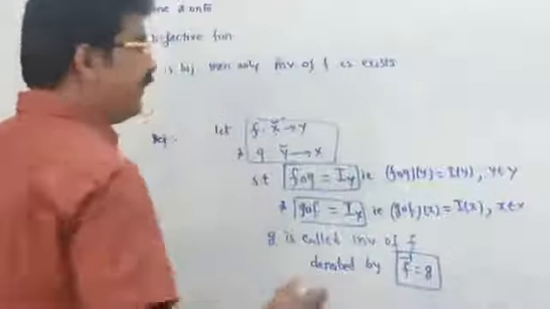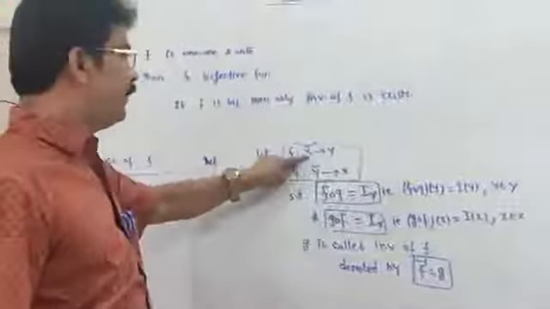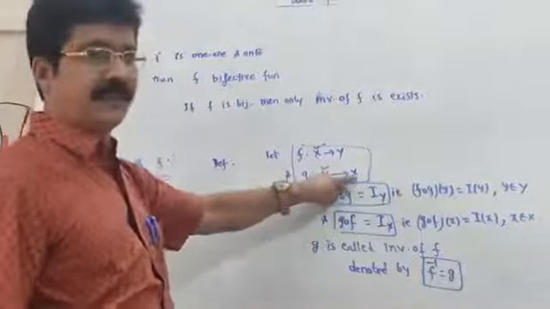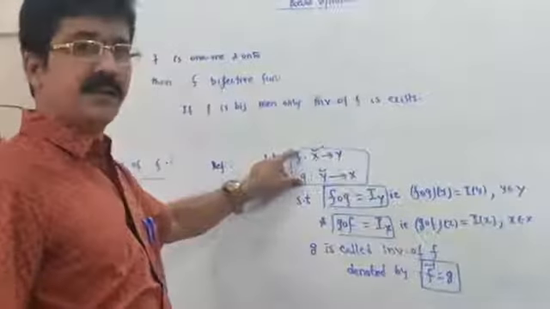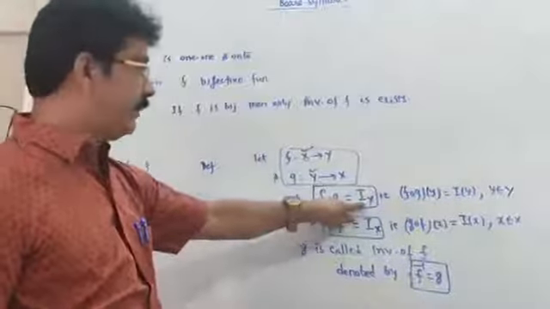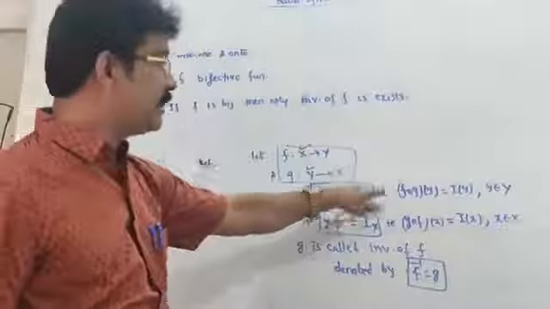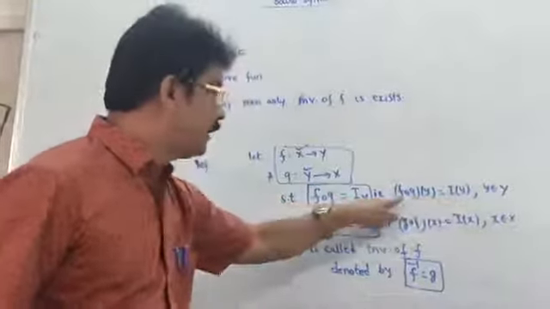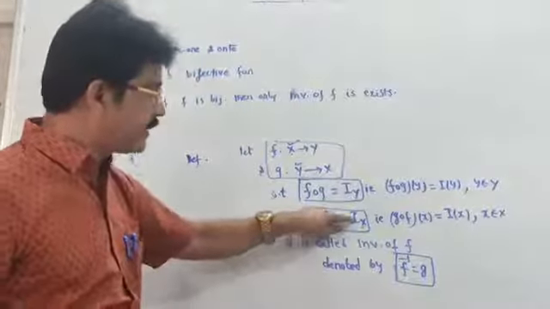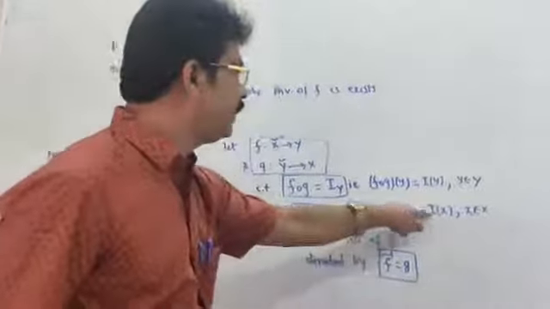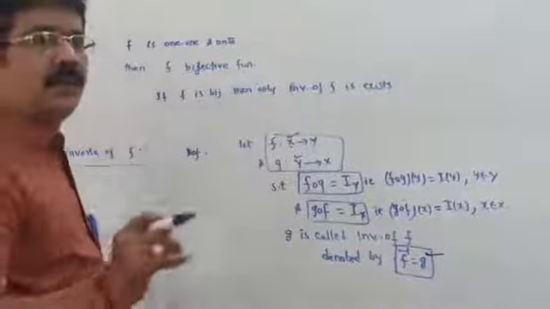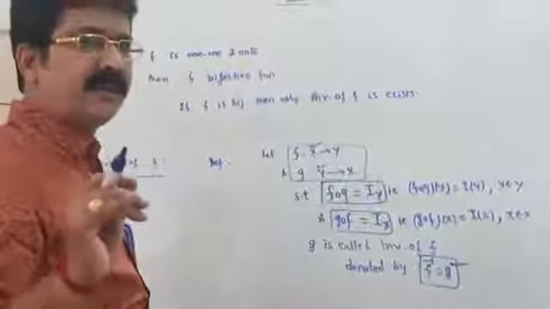This is the definition. Let f from capital X to capital Y and g from capital Y to capital X be two given functions, so that f circle g equals Iy, meaning the identity function, that is (f circle g)(y) equals Iy, and g circle f equals Ix, that is (g circle f)(x) equals Ix. Then f inverse is equal to g. g is called the inverse of f. This is the small definition.